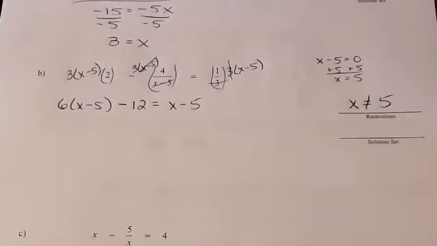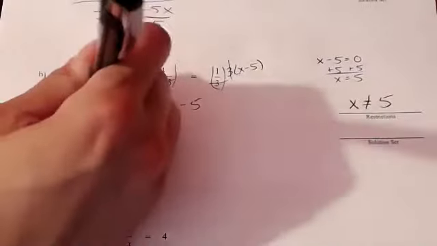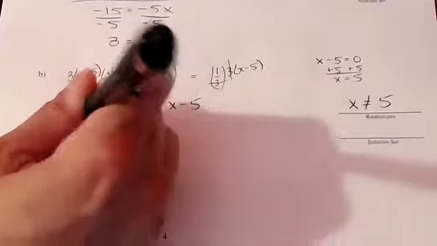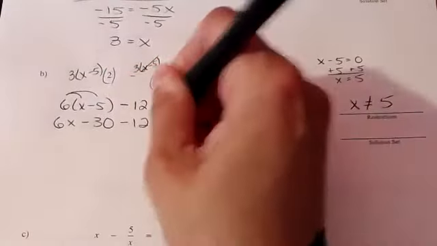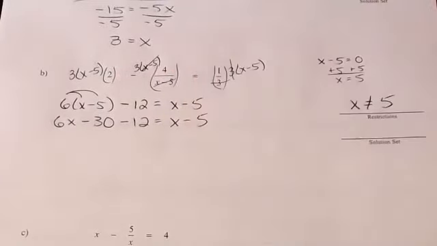Okay, let's continue this. Tiana, would you go ahead and walk us through the solution for this problem? What would we do next? I don't know, I might be wrong, but maybe distribute. Yeah, trust yourself. You're totally right. I'm going to go ahead and write what you get. 6X minus 30 minus 12 equals X minus 5. Keep going, Tiana.